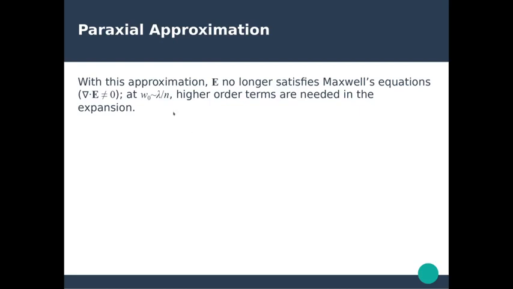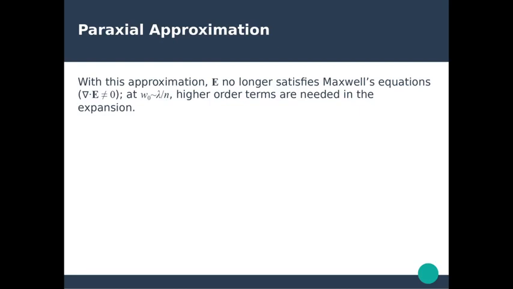So the other thing I need to mention is that when the beam waist is of the order of the wavelength of light in this particular medium, then you would typically need higher order terms in the Taylor expansion for this paraxial approximation.